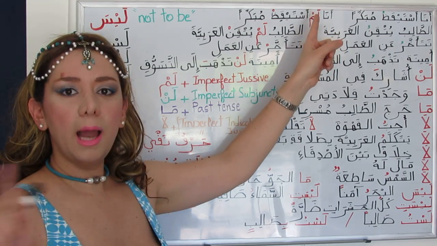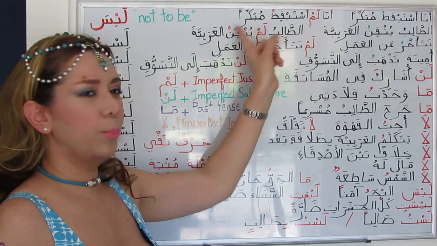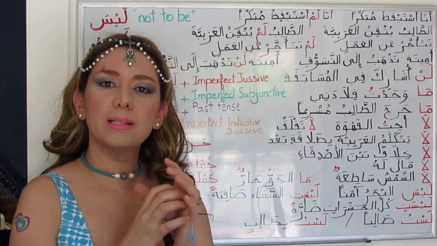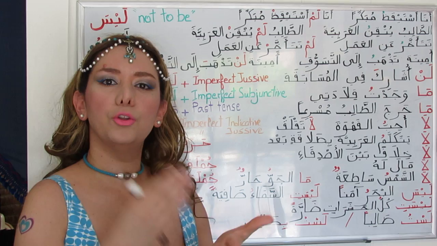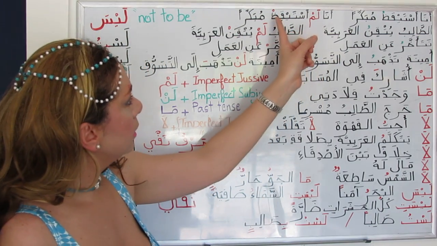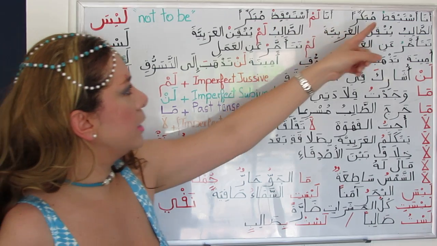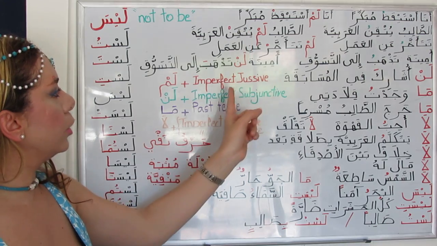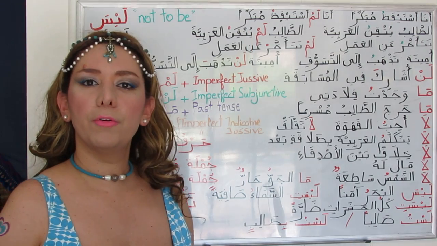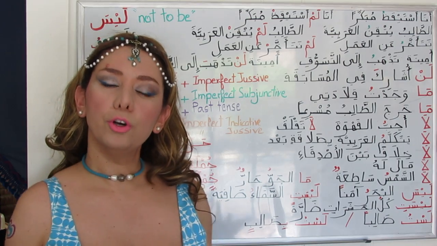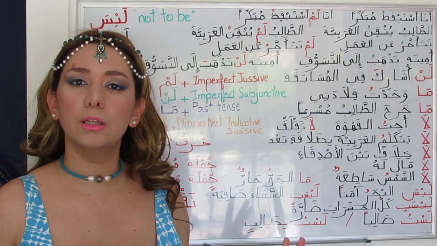أنا لم أستيقظ مبكرا. We place the negative particle right before the verb. So لم أستيقظ. Here, check the vowelization. We went from damma to sukun, the sign of the imperfect jussive. I did not wake up early. أنا لم أستيقظ مبكرا.